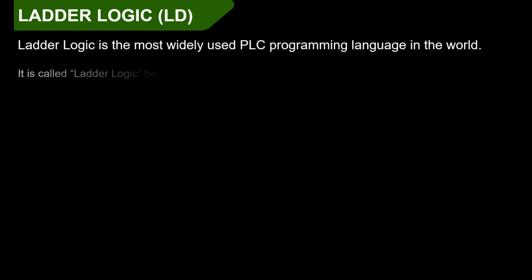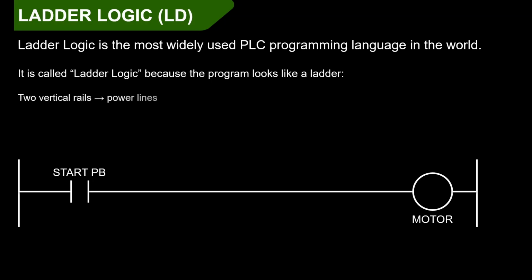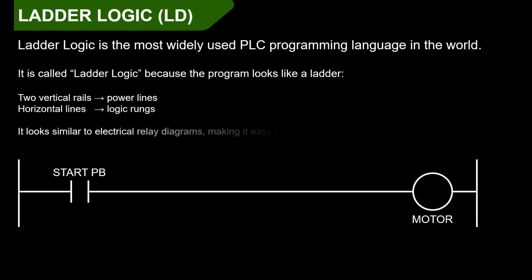Ladder logic. Ladder logic is the most widely used PLC programming language in the world. It is called ladder logic because the program looks like a ladder. There are two vertical rails called power lines. The horizontal lines are called logic rungs. It looks similar to electrical relay diagrams, making it easy for electricians and technicians to understand.